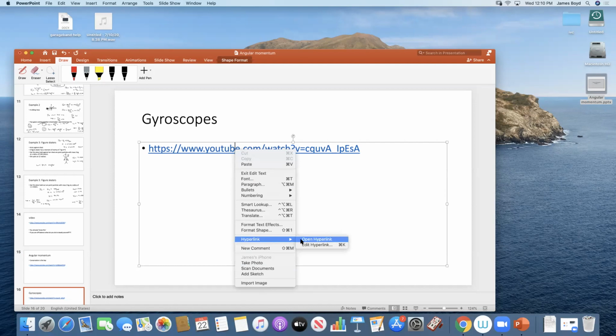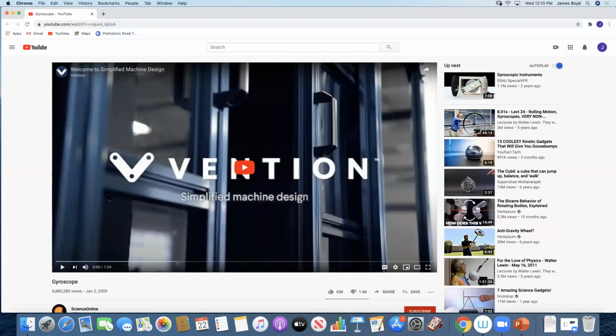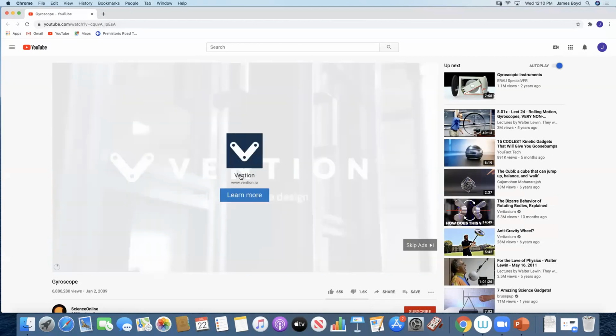My question to you would be, is this anti-gravity? If I told you I made an anti-gravity device and showed you this, would you think that I was actually making anti-gravity?